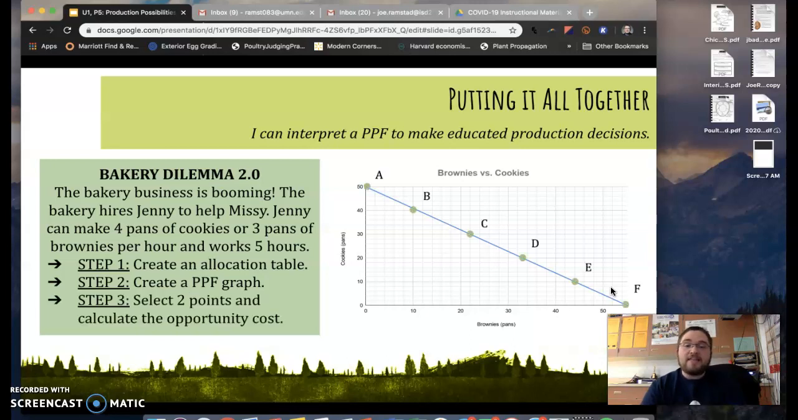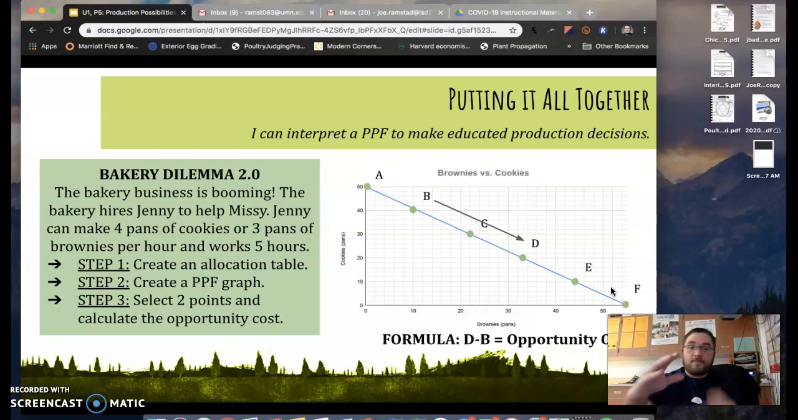And then we're gonna go ahead and label the points. So for my example, I'm going to select transitioning from point B to point D. I didn't mention this earlier, but you can make it from point A to point F or point E to point B. Like you can go any which way along the graph. But for this example, I'm doing B to D.